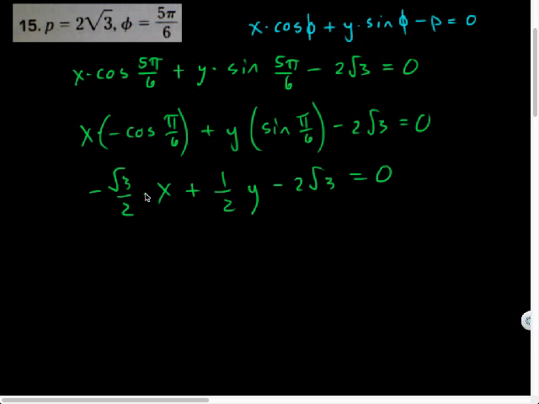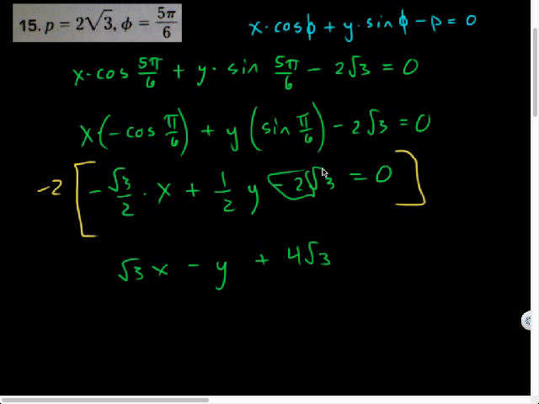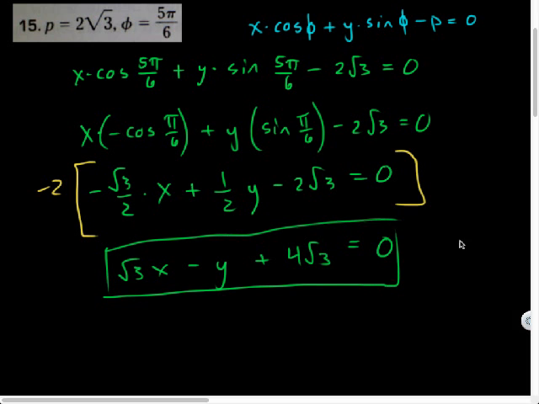To get this into standard form, I've got to get rid of the fractions and the negative value. So I'm going to multiply both sides by negative 2, and I'll get root 3 x minus y plus 4 roots of 3, because this ends up getting larger in the process. So there we go. That's the general idea.